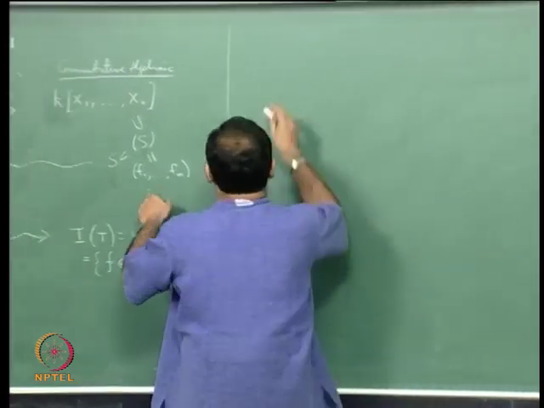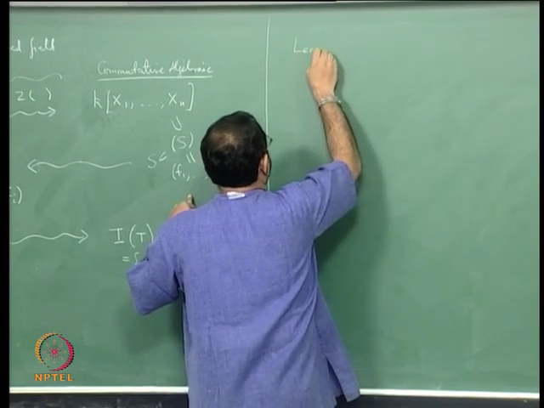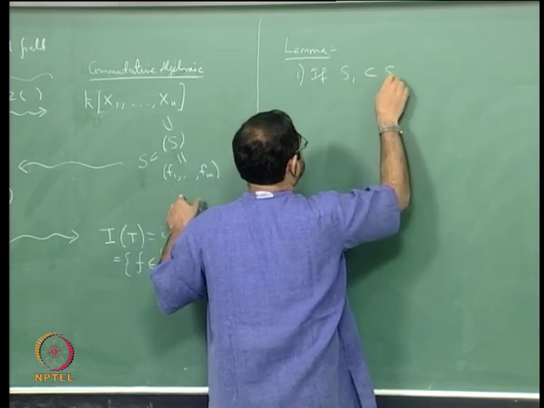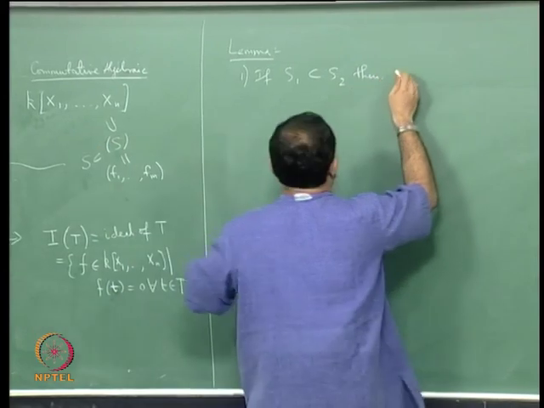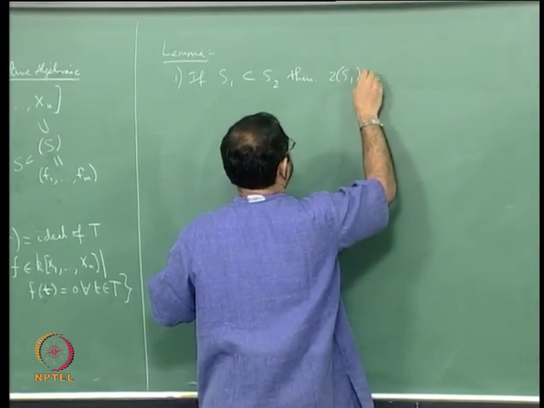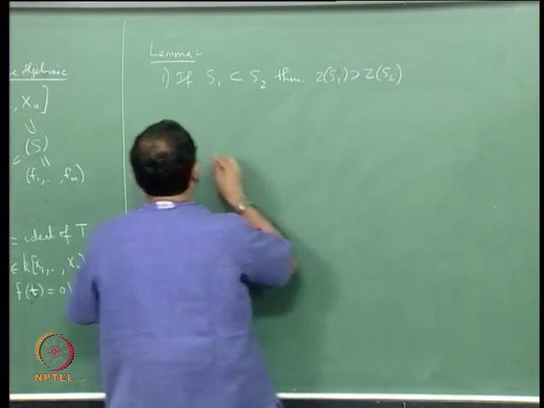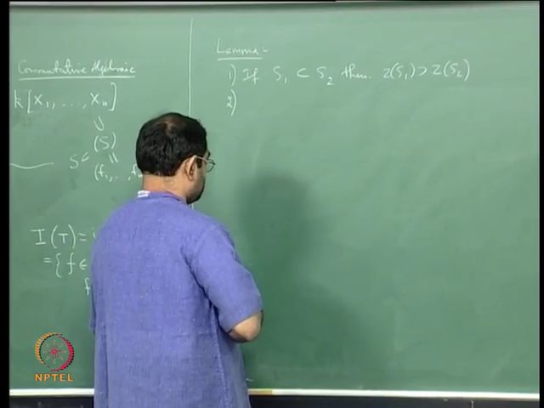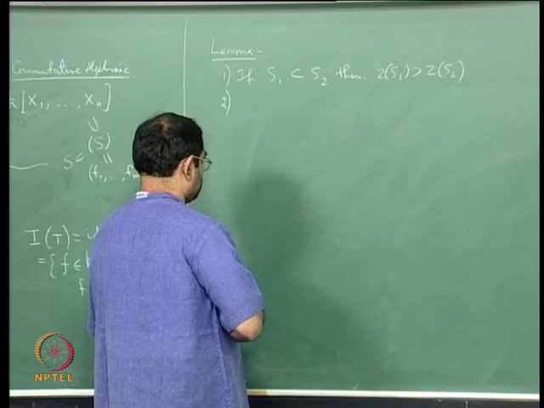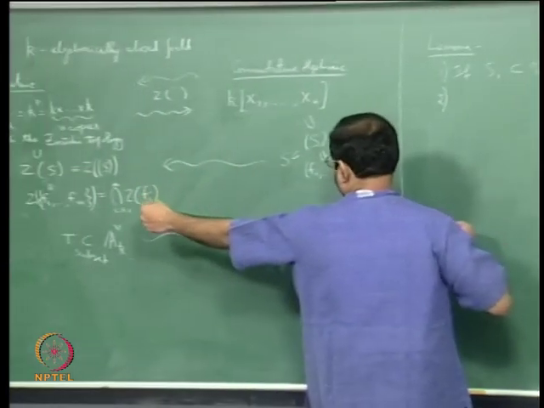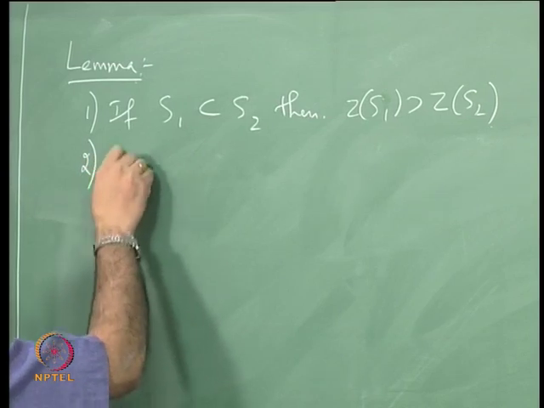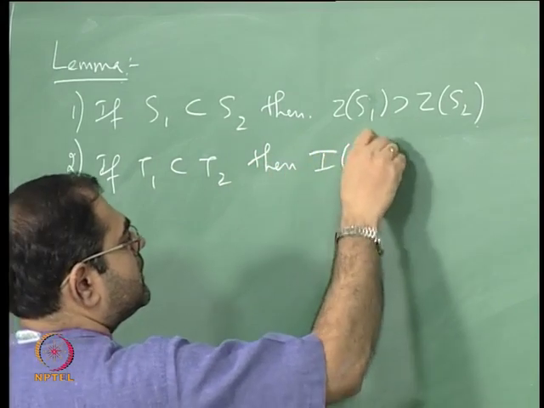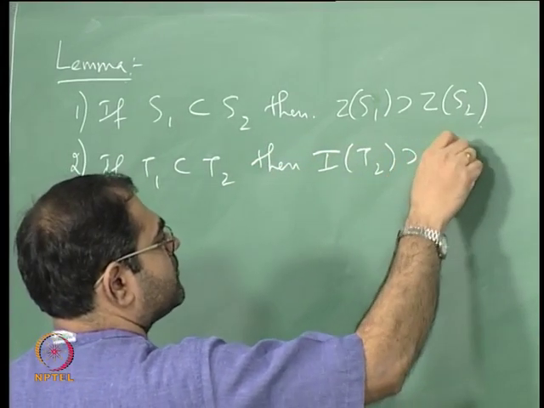So what it means is, let me write that down as a lemma, it is pretty easy to see: if S1 is a subset of S2 then Z of S1 contains Z of S2. The second thing is the corresponding result on this side: if T1 is contained in T2, then ideal of T2 contains ideal of T1.